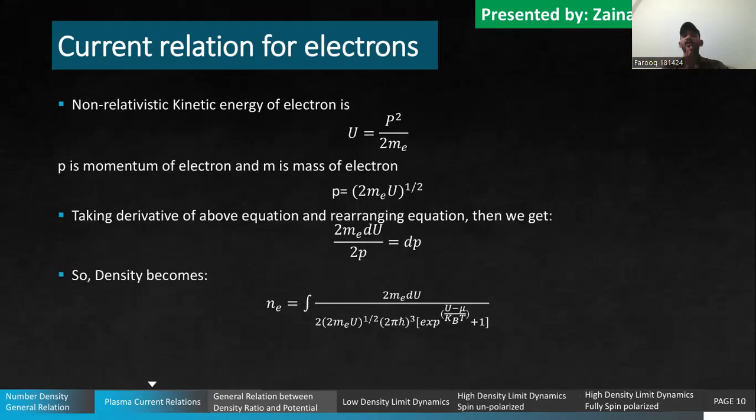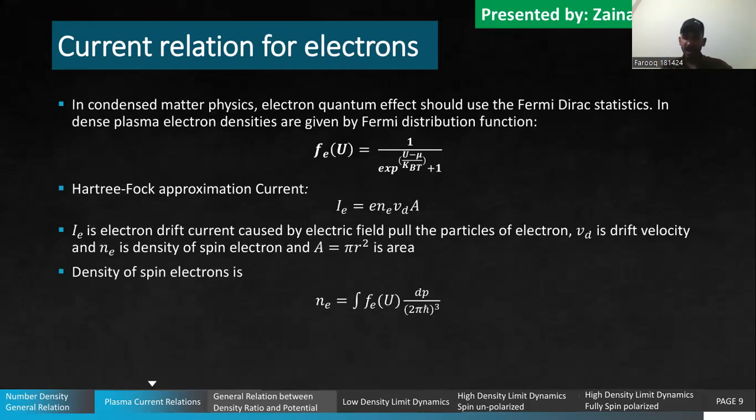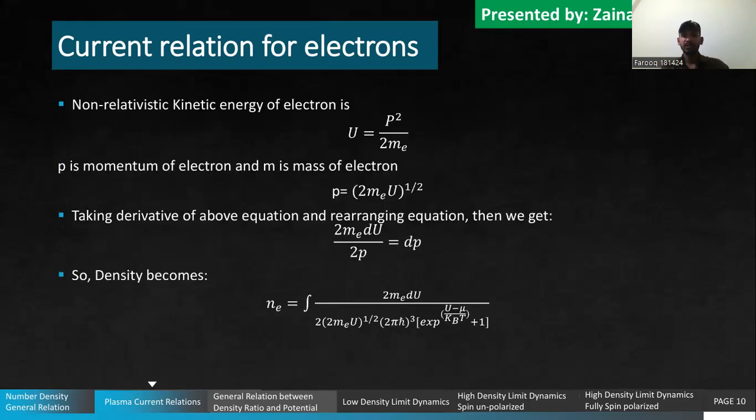The non-relativistic kinetic energy of the electron is p squared over 2m, from the Schrodinger equation, or simply we can say the momentum squared over 2 times the mass of the electron. So here momentum can be got: p is equal to (2mu) to the power 1 by 2, and we have seen that n is equal to integral Fe of u. Fe of u is the electronic Fermi-Dirac distribution function, and dp is the momentum component. So here we got the momentum value p equal to (2mu) to the power 1 by 2.